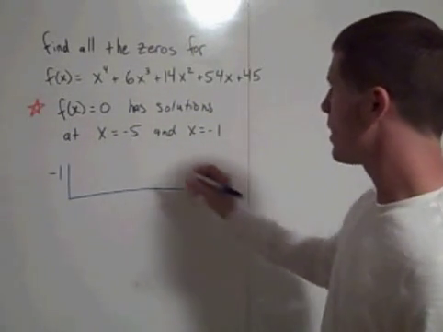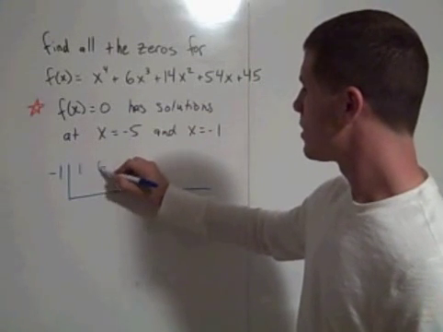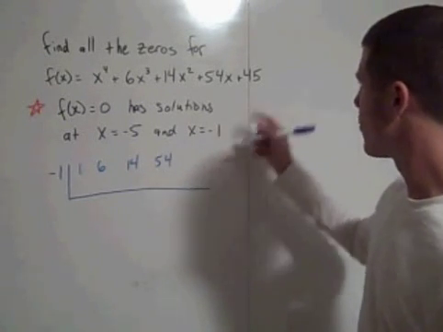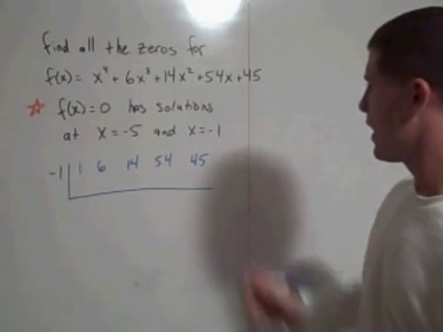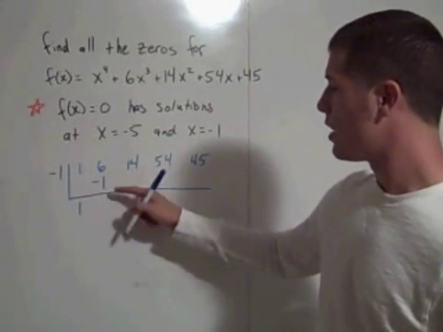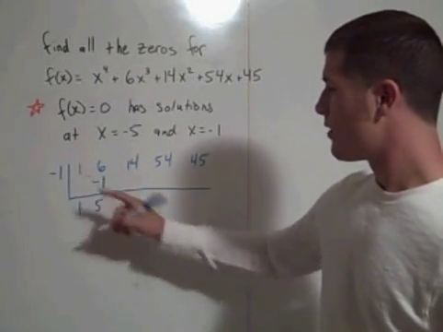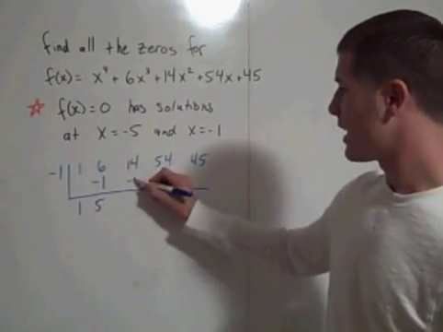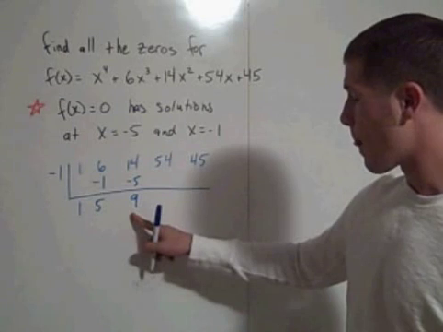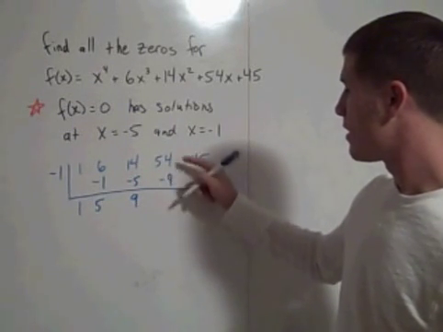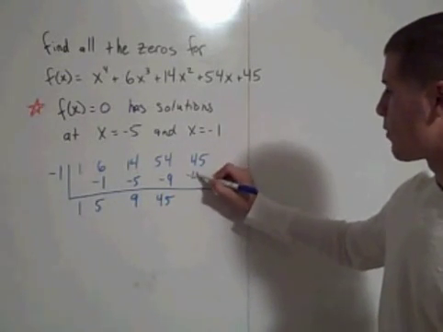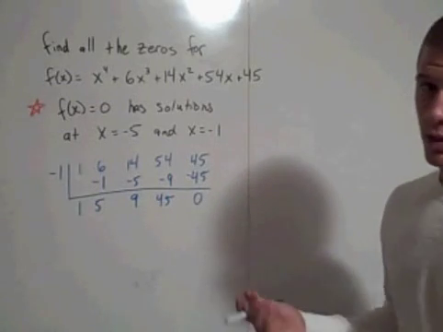That goes out front. And we have our coefficients of 1, 6, 14, 54, and 45. So we drop the 1, multiply by negative 1. We have negative 1. We add these, 5. 5 times negative 1 is negative 5. Add these. We get 9. Negative 1 times 9 is negative 9. Add these. We get 45. Negative 1 times 45 is negative 45. And add these, we get 0, which is good.